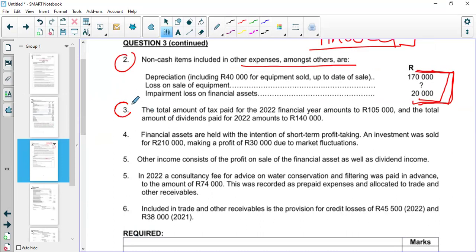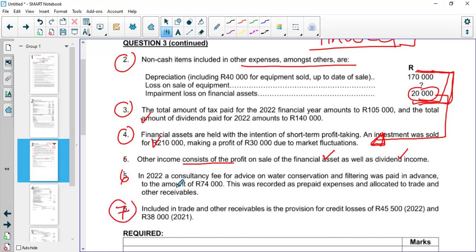Then this is the tax paid and dividends paid. That is fine. Then this is the financial assets, which were also impaired here by 20,000. So this 20,000 is going to be important in us determining what actually happened there in the transactions. Then other income, we are told it includes profit on the sale of financial asset and dividend income. Then also this is 567, all right.